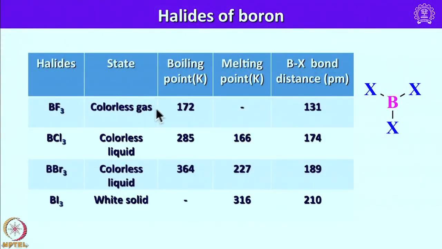Let us look into the nature of these halides of boron. BF3 is a colorless gas, boiling point 172 Kelvin, and the BF bond distance is 131 picometer. BCl3 is a colorless liquid, boiling point 285 Kelvin, melting point 166 Kelvin, and the bond distance is 174. BBr3 is again a colorless liquid with boiling point 364 Kelvin and melting point 227 Kelvin, and here the BBr distance is 189 picometer. Boron triiodide is a white solid with melting point 316 Kelvin, and the boron to iodine bond distance is 210 picometer. So, all are planar molecules.